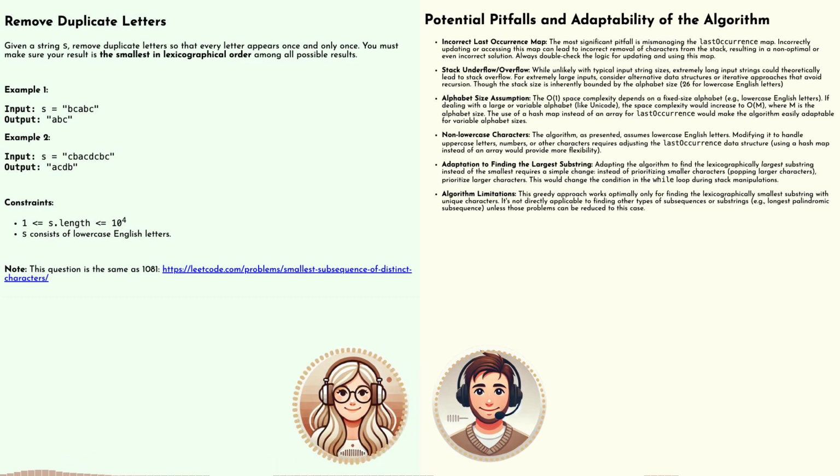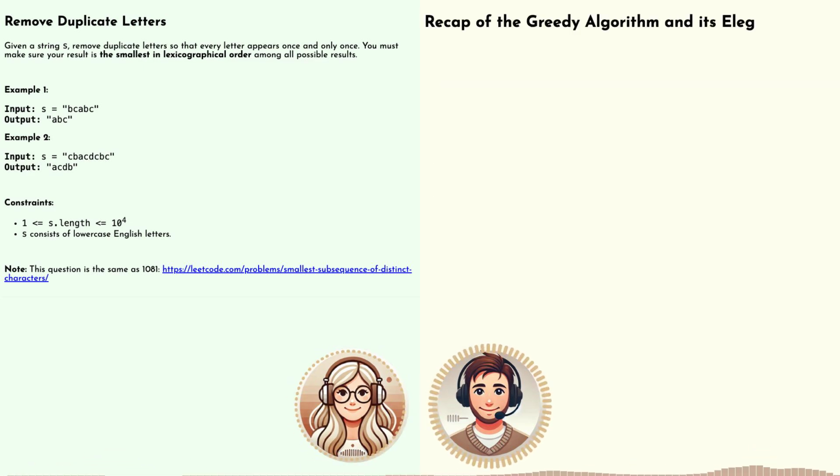Exactly. The core logic of the algorithm remains the same, but the implementation details might need a little tweaking, depending on the specifics of the problem. Are there any other limitations we should keep in mind with this greedy approach? So remember that this specific algorithm is designed to find the smallest substring lexicographically. If the problem was to find, say, the shortest substring with all unique characters, this approach might not give us the optimal solution. So it's a powerful tool, but it's important to use the right tool for the right job. Exactly. Understanding the problem constraints thoroughly is crucial before diving into any solution.